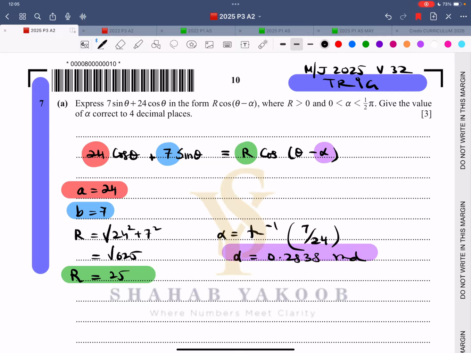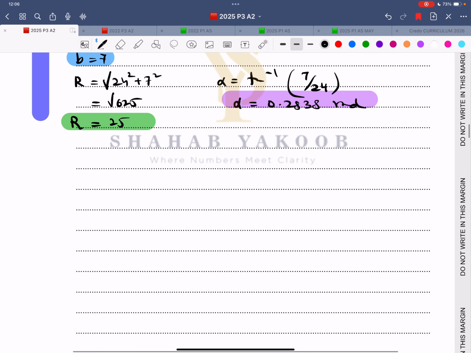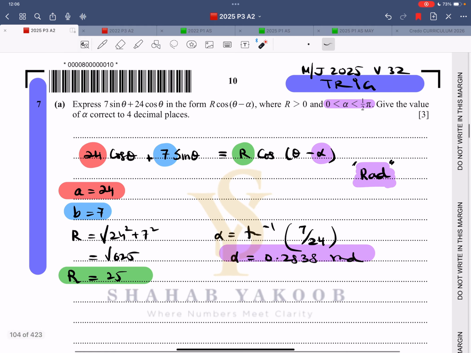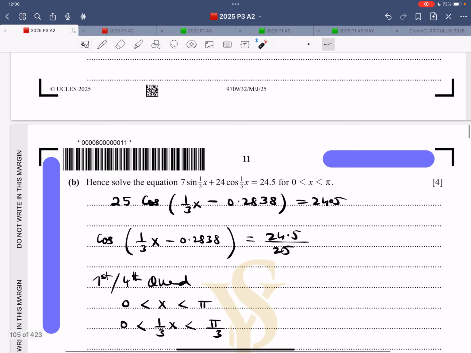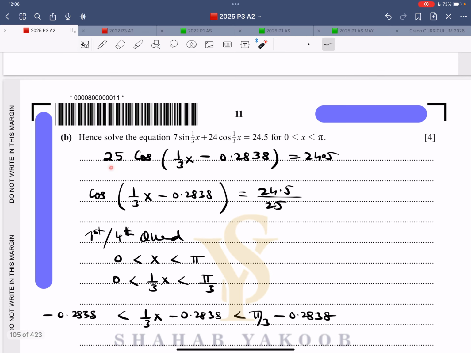Now look over here. This time they have written that alpha lies between 0 and pi by 2. Again, we are working in radians, so be very, very alert, very, very careful. Now this thing is done. The next part. Now this time they have changed it. Again, have a look. Over here, it's theta. Now it's converted into 1/3 x. In the previous question, it was x converted to 2 theta. So now this thing remains the same. This 0.2838 remains the same. This thing remains the same, 25.